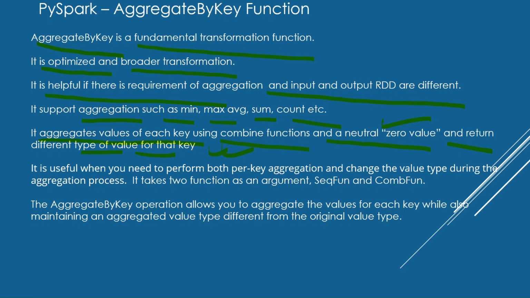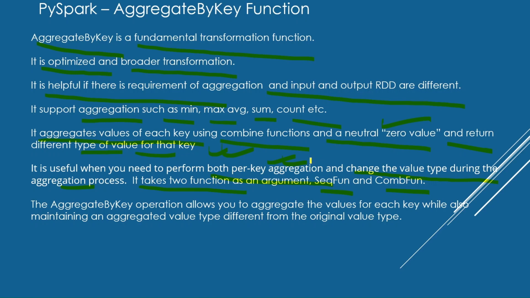If you are not able to understand this point at this time, it's okay. When I show you a practical implementation of how aggregate by key works in PySpark, you will be able to understand it. It is useful when you need to perform both per key aggregation and change the value type during the aggregation process. It takes two functions, the sequence function and the combine function. This we can discuss now.